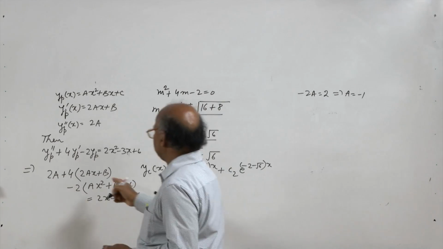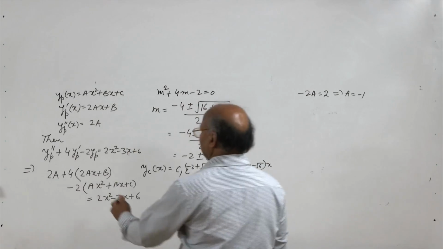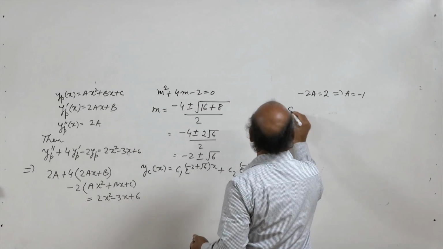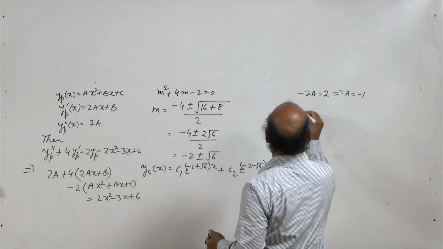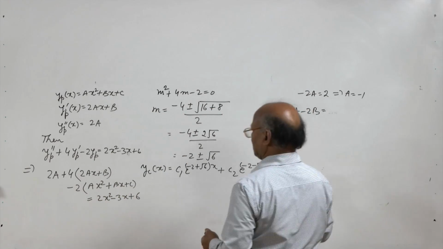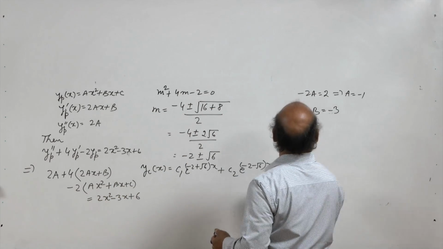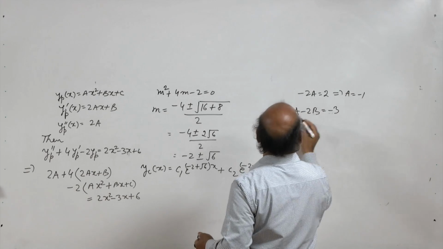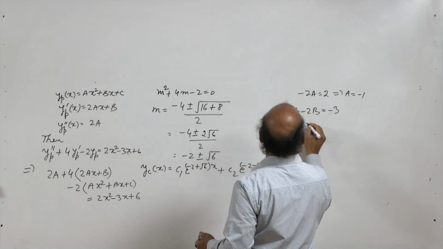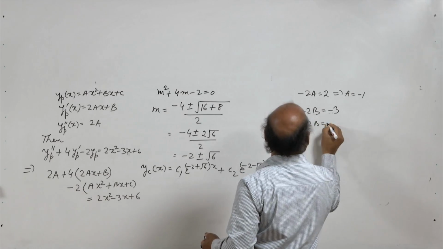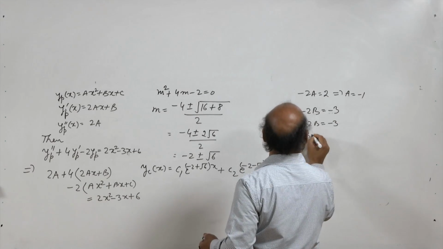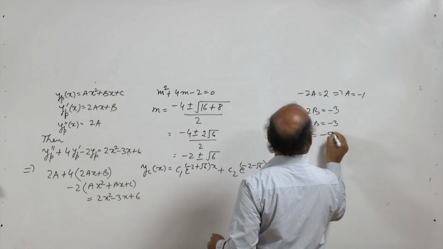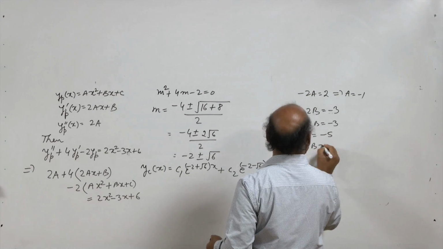When we equate the coefficient of x on both sides, we get 8a minus 2b equal to minus 3. Putting the value of a equal to minus 1, we get minus 8 minus 2b equal to minus 3. So, this will give you 2b equal to minus 5, which will give you b equal to minus 5 by 2.